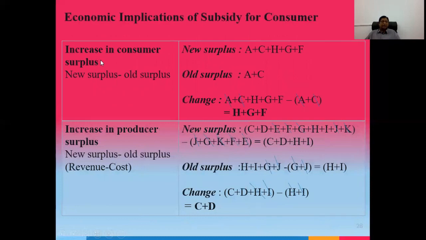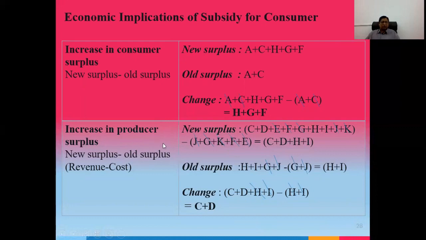Again, we can summarize the economic implications of subsidy for consumers. Increase in consumer surplus is the difference between new surplus and old surplus. New surplus is given by the area of A, C, H, G, F. Old surplus is given by the area of AC. The difference H, G, F is the increase in consumer surplus.